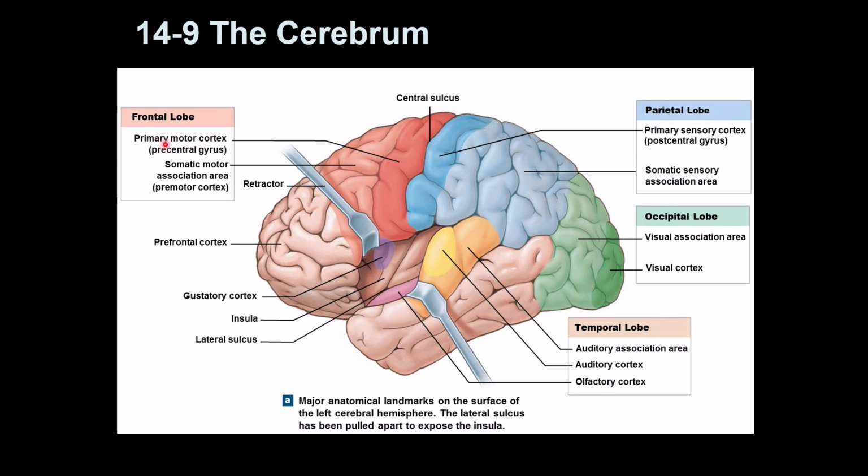These are all part of the primary motor cortex, which again is a conscious motor activity. Basal ganglia or subconscious motor activity. This is conscious.